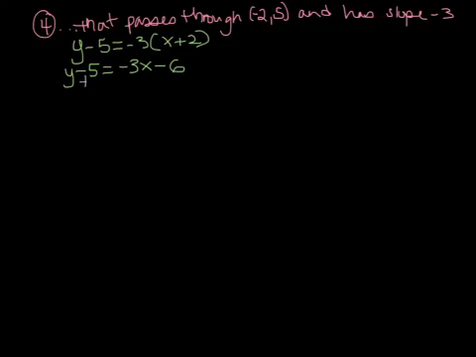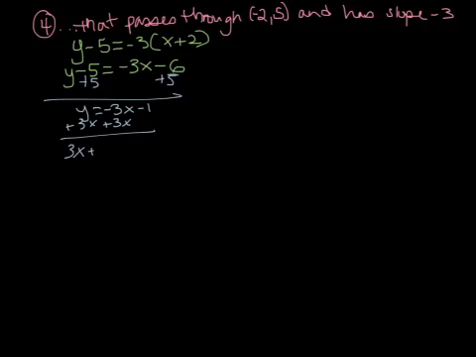I'm then going to move over my 5 by adding it to both sides. Then I end up moving over my 3x by also adding it to both sides. I get 3x plus y equals negative 1. And that's my answer for that.